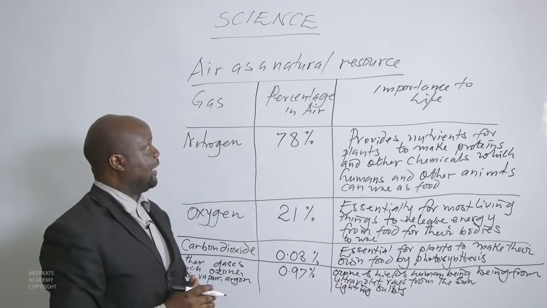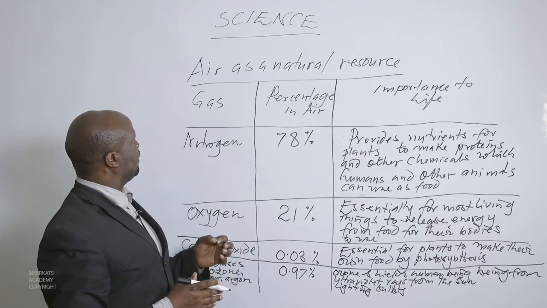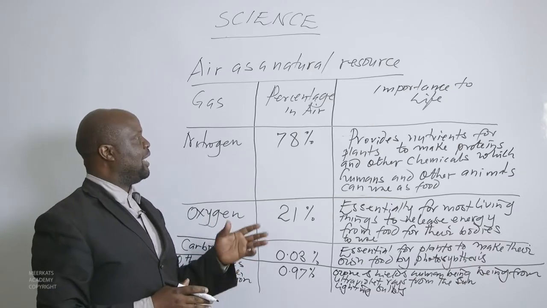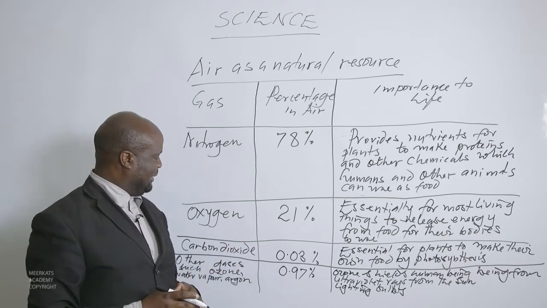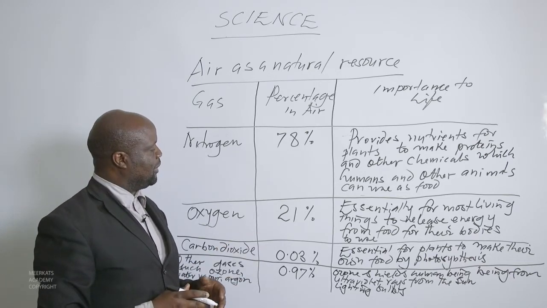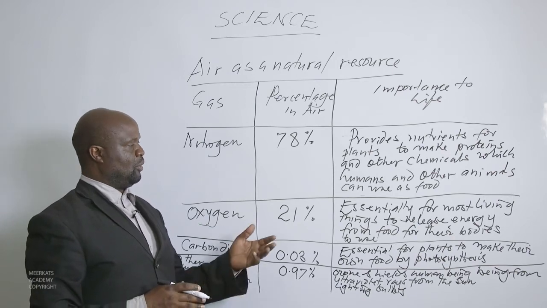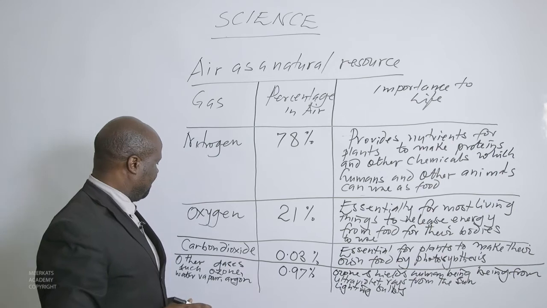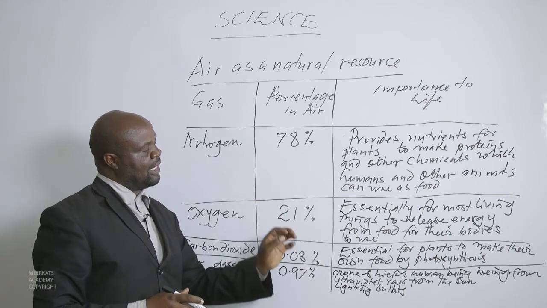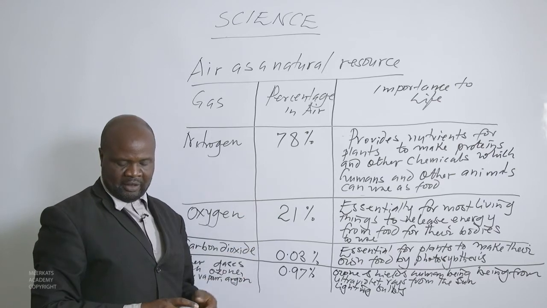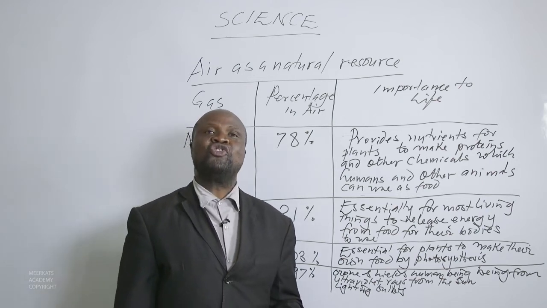Therefore, we have seen that air as a natural gas comprises these gases. We have nitrogen gas that is present in abundance, that is 78%, followed by oxygen, which is 21%. Then we have carbon dioxide, which is 0.03%, and it's very important, essentially used by plants to make food and so forth. Then we have other gases like ozone, argon, and water vapor. And we have seen their importance as far as supporting human life or living things. We can now proceed and see air as a renewable resource.